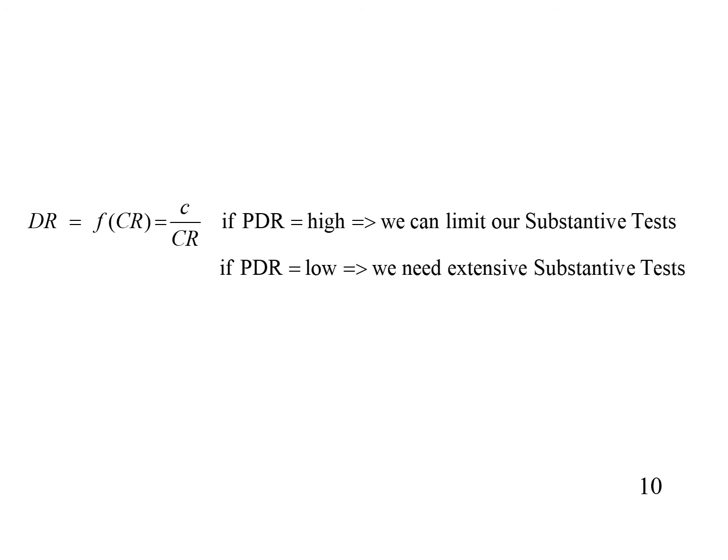Now, I want you to learn the words of the profession, limit and extensive. We could say we can do fewer substantive procedures. We could perform less, but we don't. We say we can limit. Okay, because we believe their controls are effective, we can limit our substantive testing.